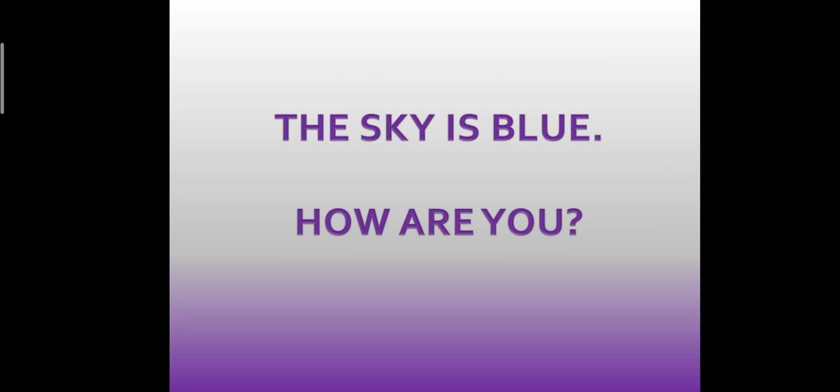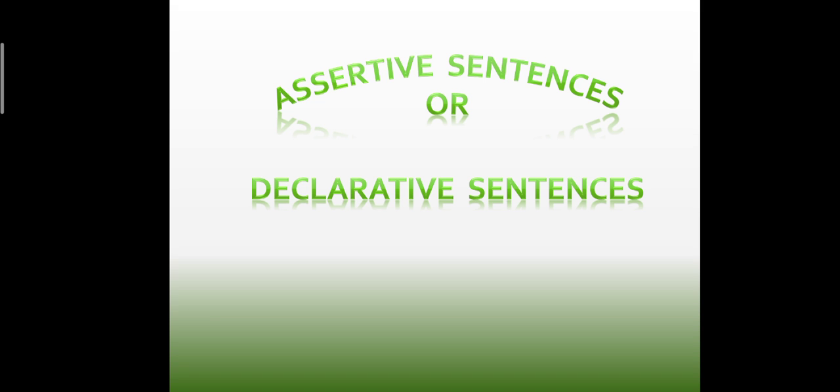Now, have a look at this slide. What is the difference between these 2 sentences? The sky is blue. How are you? Okay. The first one is a statement. The sky is blue is a statement. And the second one is a question. We can call the first sentence an assertive sentence or declarative sentence. Why? Because it declares something by making a statement.